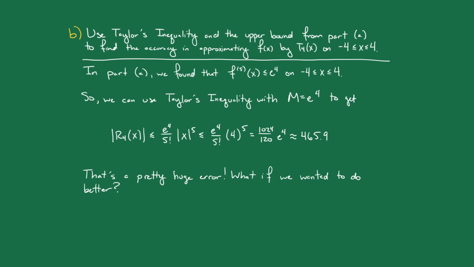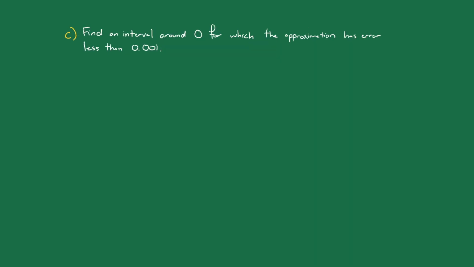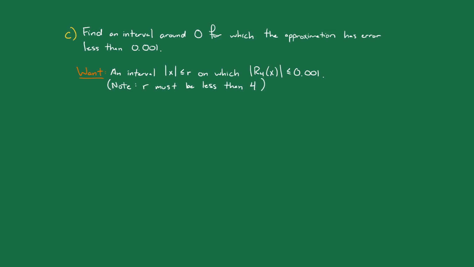Let's try shrinking the interval to improve the approximation error. In particular, let's find an interval around 0 for which this approximation has error less than 0.001. Let's rephrase this using our variables. We want an interval, absolute value of x less than or equal to r, on which the error r sub 4 of x is bounded by 0.001. Note that r has to be less than 4, since the error on the interval -4 to 4 was over 400. So, then what is our goal for finding this r?